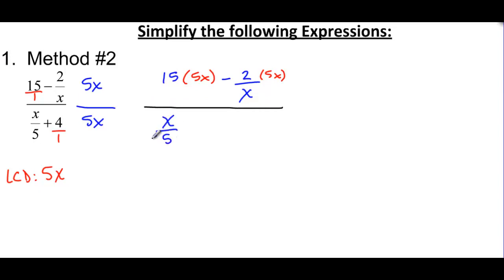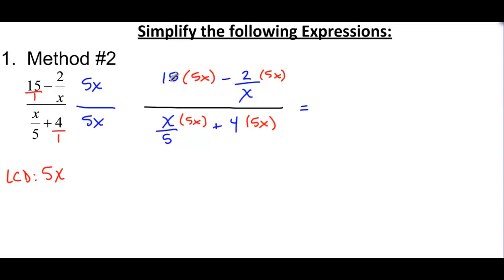I have an x over 5. I'm going to multiply that by 5x, and then I have a plus 4, and I'm going to multiply that by 5x. So what I'm going to do is find the LCD looking at all the denominators and then multiply each fraction by that. The reason we do that is because by multiplying by the LCD, I'm going to get my new numerator to reduce with my denominator if it has it.